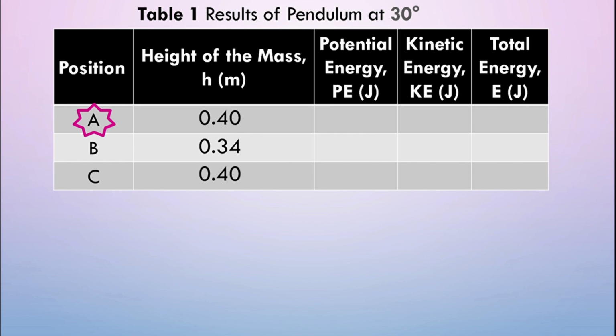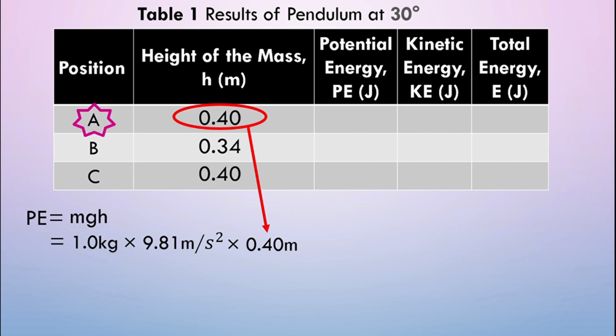Calculation for position A. The formula for potential energy is mgh. Mass is equal to 1 kilogram, times gravitational acceleration equal to 9.81 meters per second square, times height of the mass which is equal to 0.4 meters. Therefore the potential energy is equal to 3.924 joules.